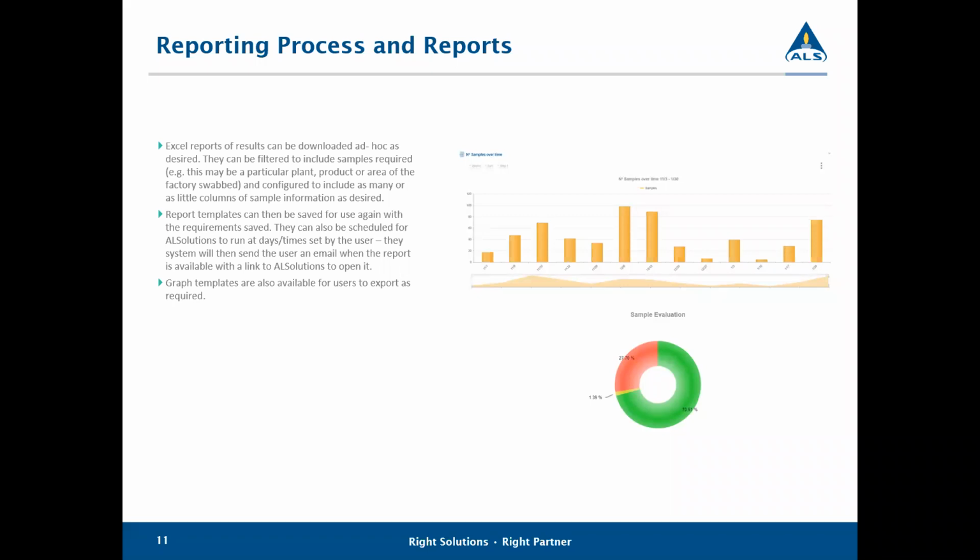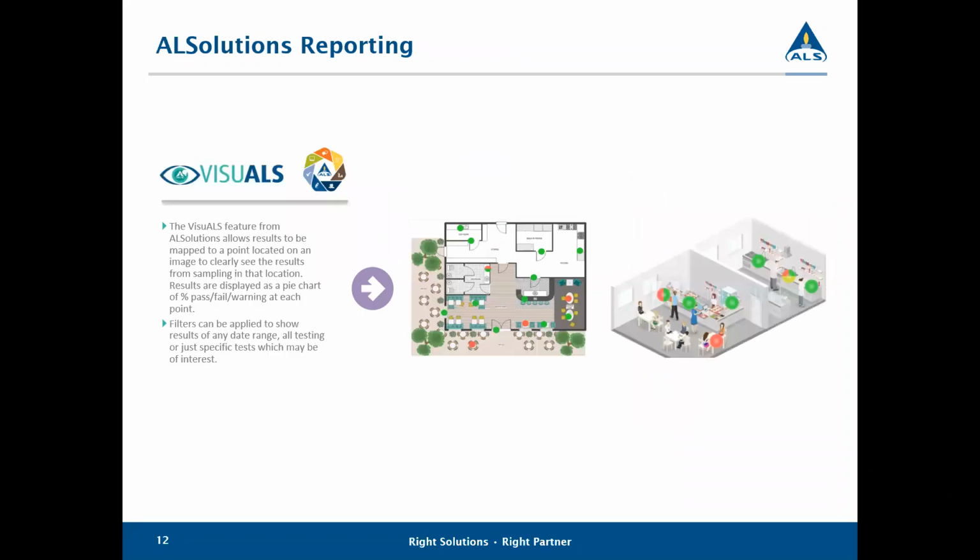And in addition to that, we also have a visual software that will help you target and identify specific points in your facilities and map them out. And then once those results are uploaded, it will show you green, hey, these areas are good. Red, hey, we've had some issues. And we can do this in a 2D or a 3D image of your facilities.